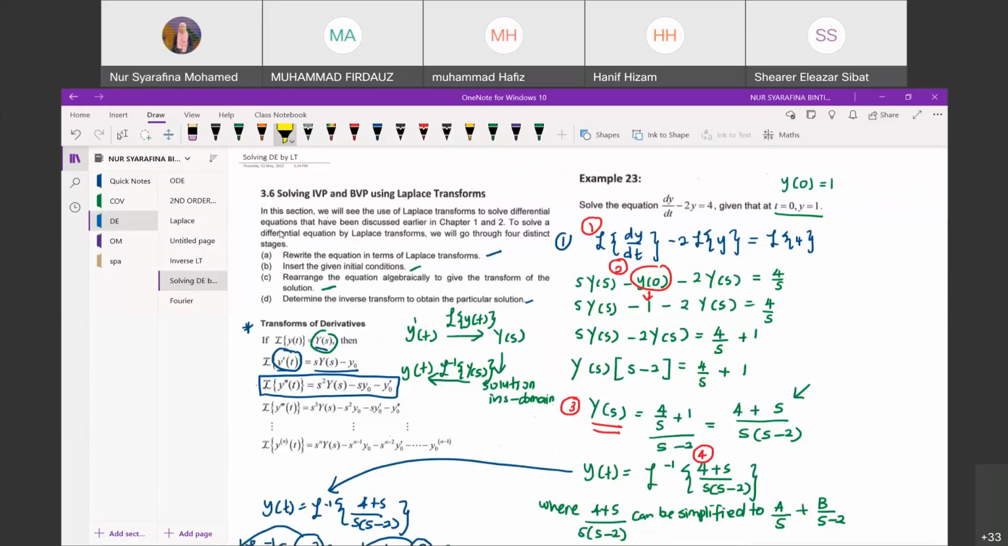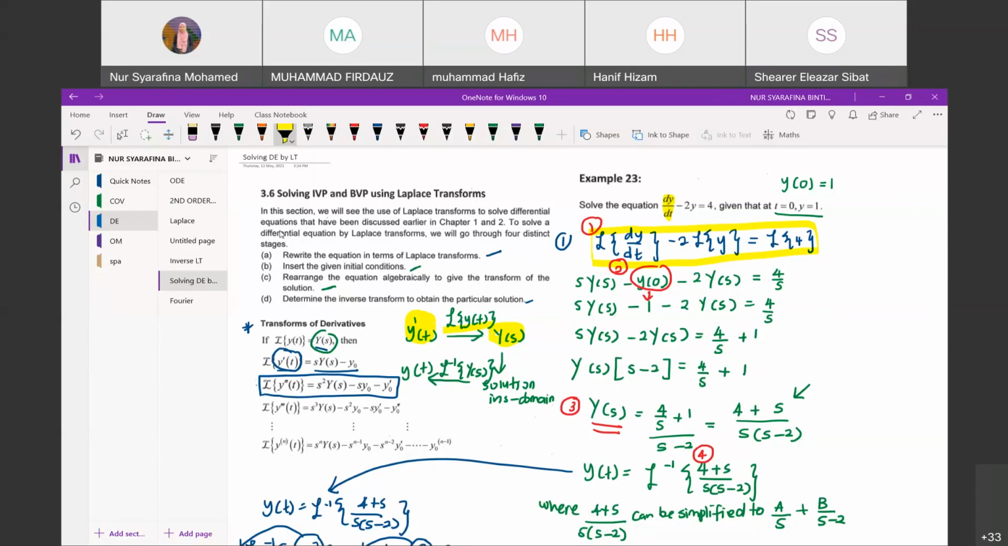We have to rewrite the DE in terms of Laplace transform, and then insert the given initial condition, rearrange the equation, and determine the inverse. So this is the process. You have the differential equation, and this is y prime. You apply Laplace transform to get Y(s). Applying Laplace transform means you transform every single thing in the given differential equation.